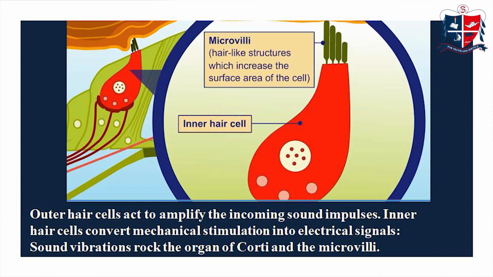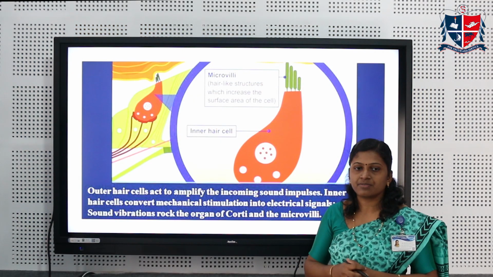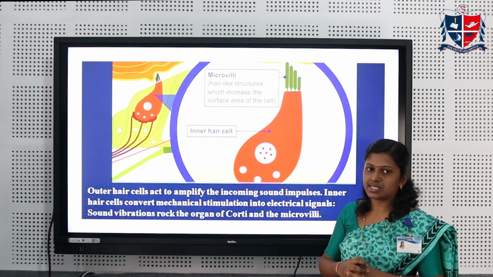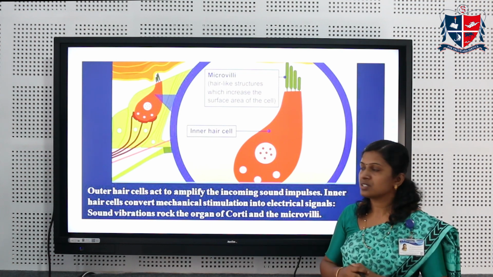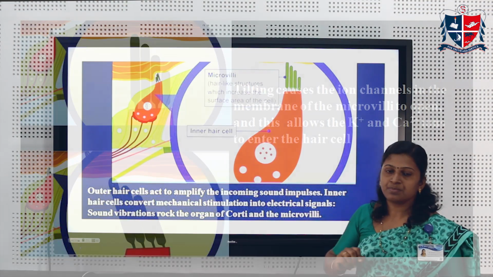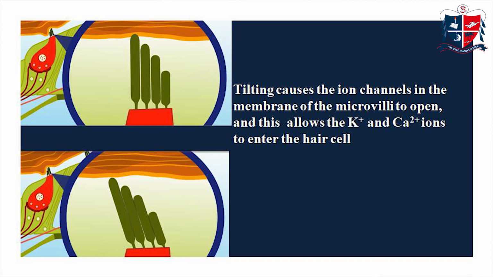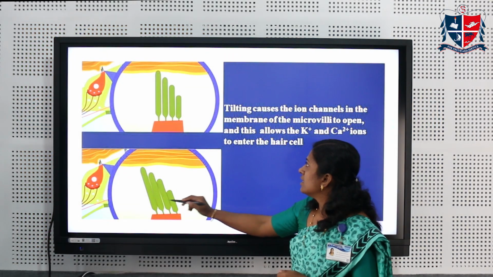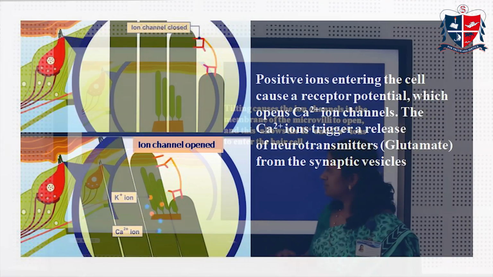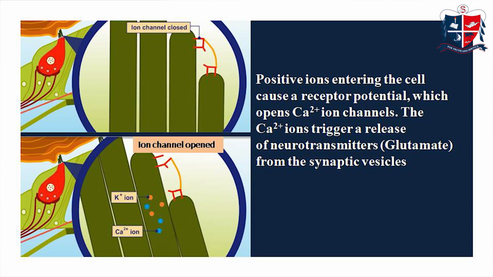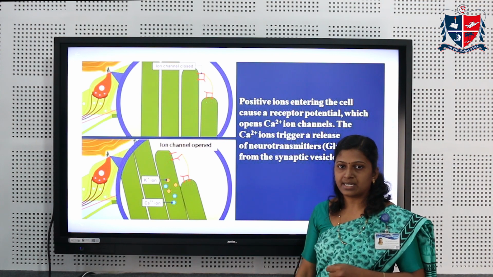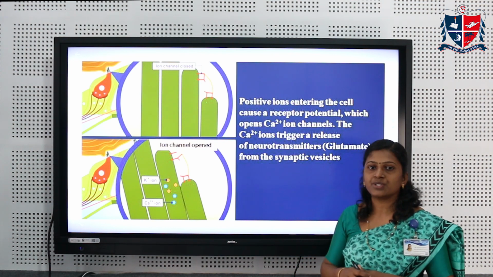The outer hair cells amplify the incoming sound impulses, whereas the inner hair cells convert the sound vibrations into electrical signals. These sound vibrations rock the organ of Corti along with the hair cells and the microvilli at its tip. Sound vibration causes the tilting of these microvilli, resulting in the opening of K+ potassium ion channels and potassium ions entering the hair cells. The positive ions entering the cells cause a receptor potential which opens the calcium channels, which in turn triggers the release of neurotransmitters.